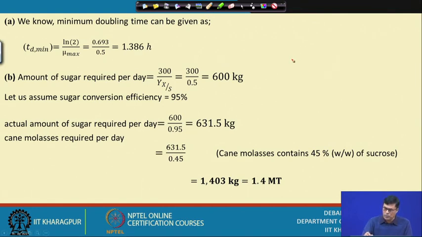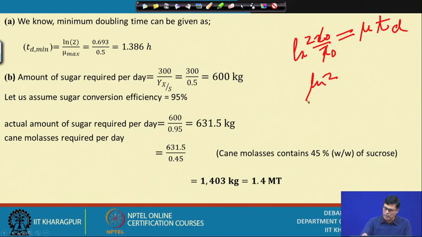We have already shown you that ln(x/x0) equals mu into T. Doubling time means double the cell mass, so this is the doubling time. So x0 will cancel, and ln 2 by mu is the T doubling time.